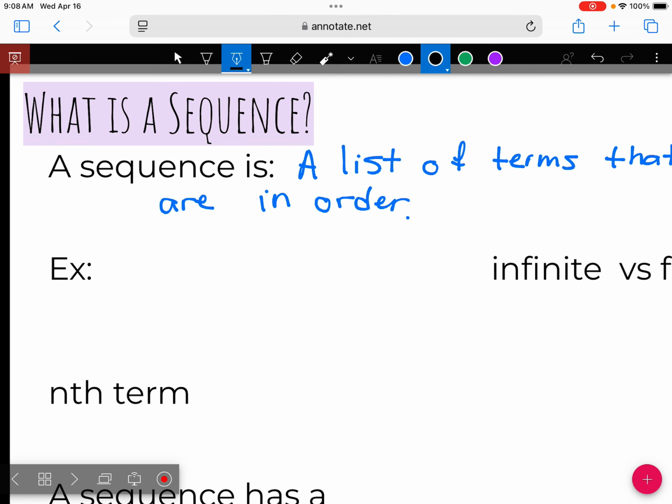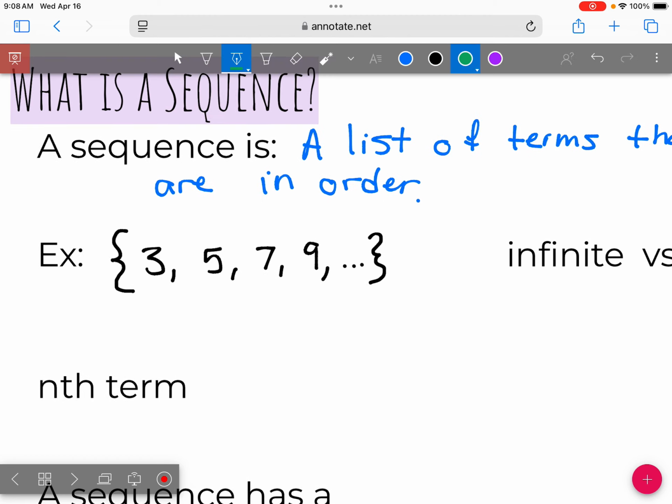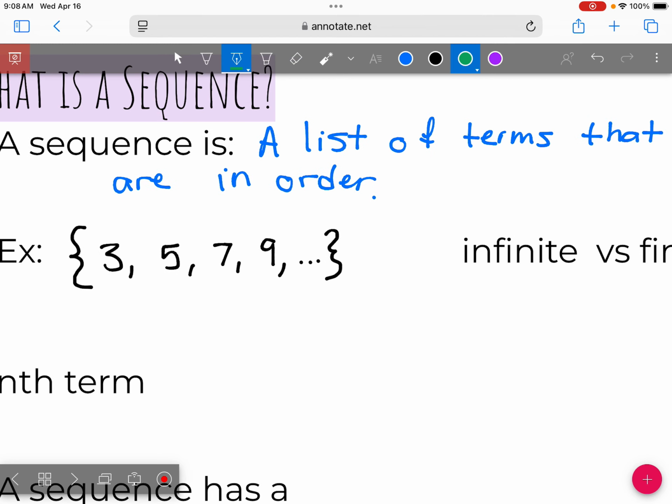So, for example, we could have a sequence that looks like 3 and then 5 and then 7 and then 9, and I could continue. When we are writing it as a sequence, we're going to put it in curly brackets, and that makes it a sequence. We're going to have a couple of different kinds of sequences. We're going to have an infinite sequence, which will go on forever.